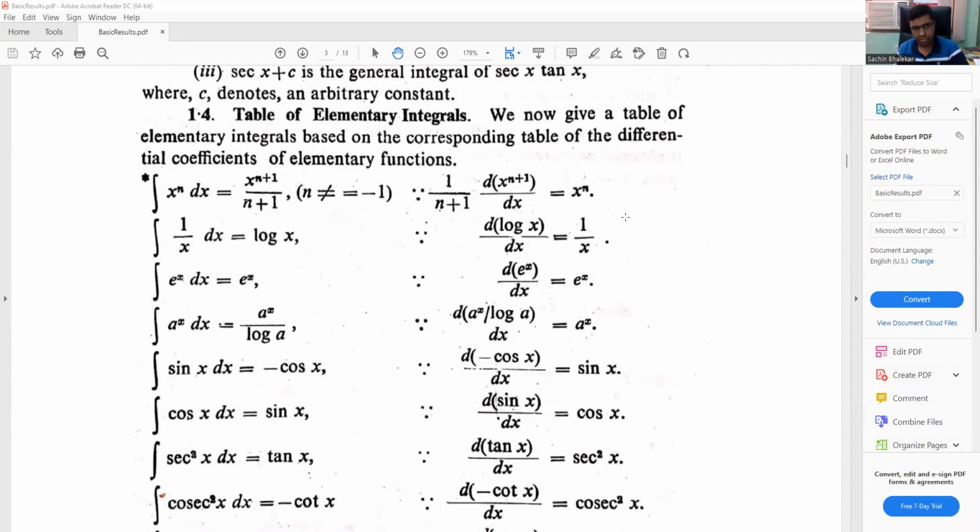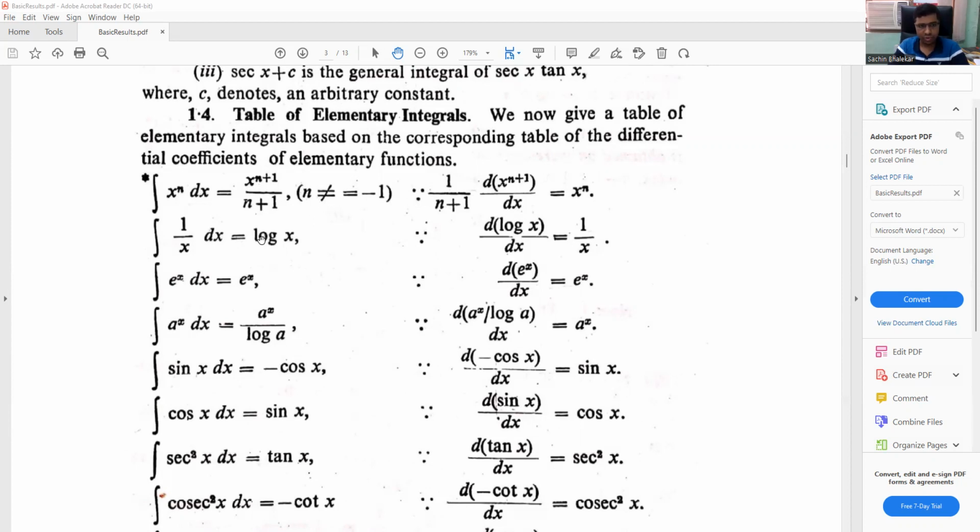Recall that integral is antiderivative. So if derivative of x raised to n plus 1 upon n plus 1 is x raised to n, then integral of x raised to n should be x raised to n plus 1 upon n plus 1. Now here we are not taking n equal to minus 1.